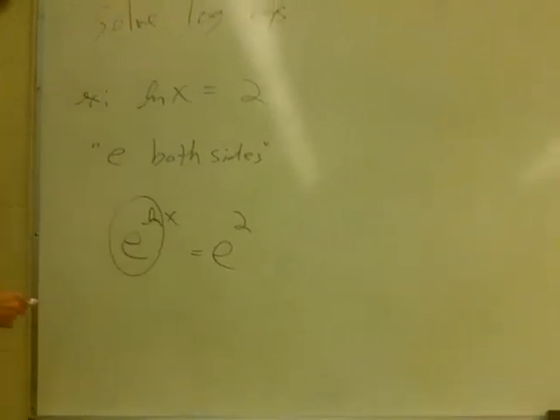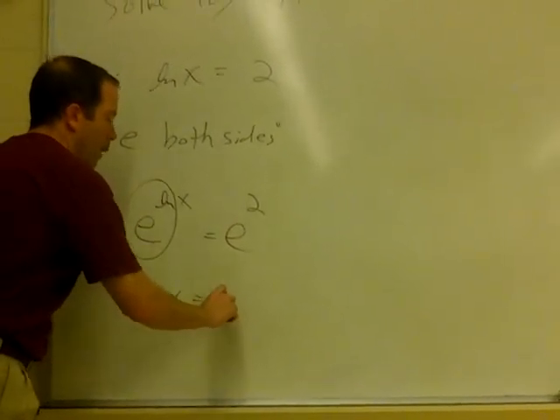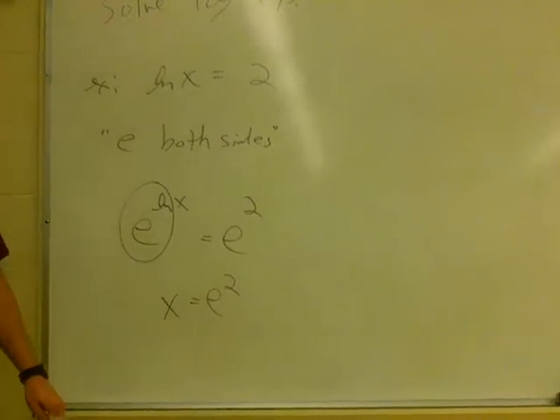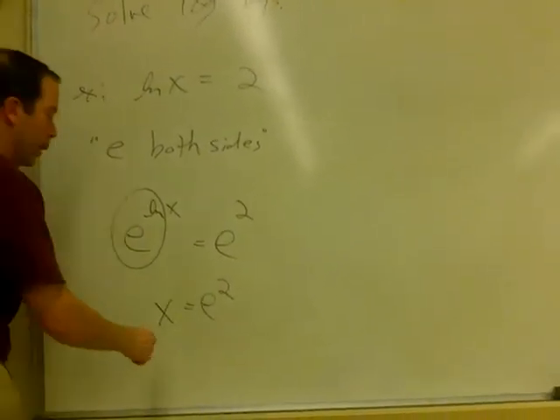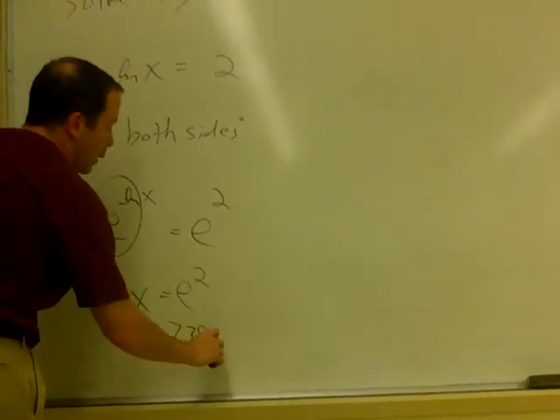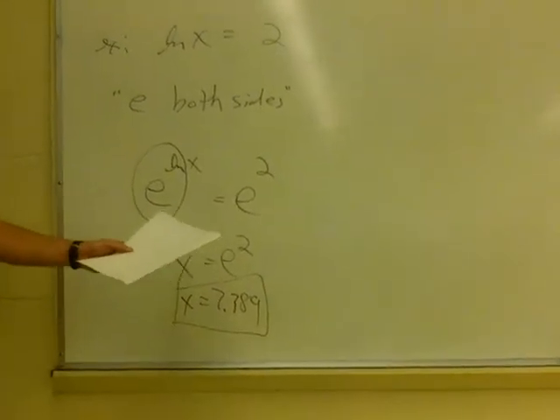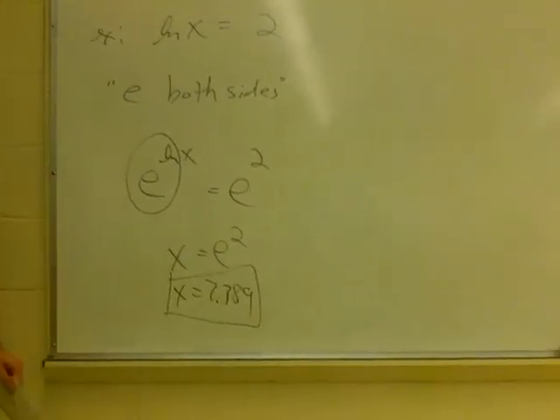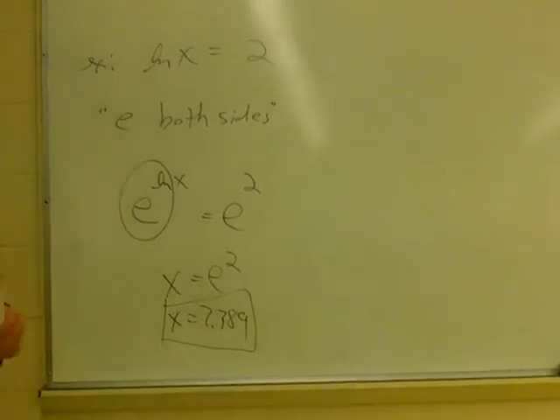The e and the ln are canceling each other off, and we get x equals e squared. Now e squared may be a perfectly fine number, or we could change that into a decimal, which is 7.389. In the AP Calc class, e squared is a perfectly nice answer.